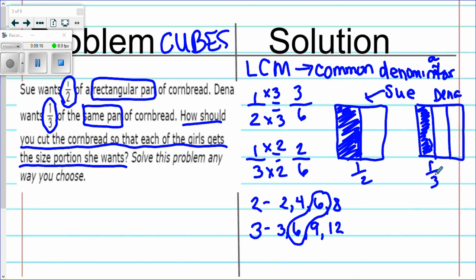But now I'm going to take the pan of cornbread, the one that we're actually working with, and because I have a common denominator of 6, if I divide this pan of cornbread into 6 equal pieces, it's going to make it really easy for me to know how much cornbread Sue would get and how much Dina would get. So when I divide this into 6 pieces, I'm going to do 3 this way.